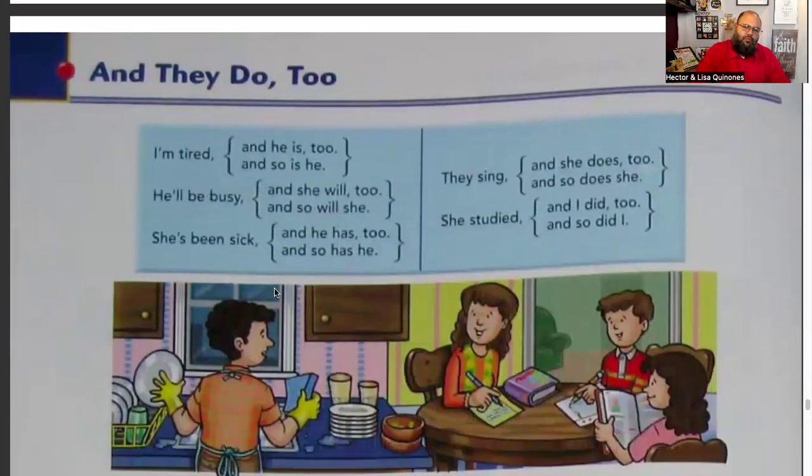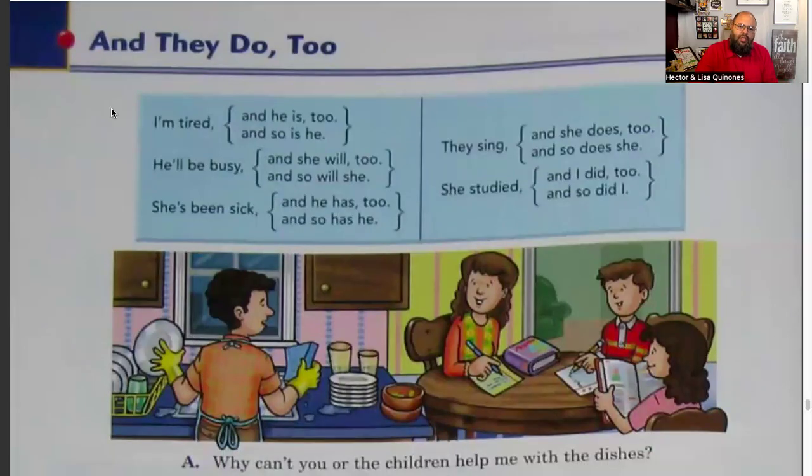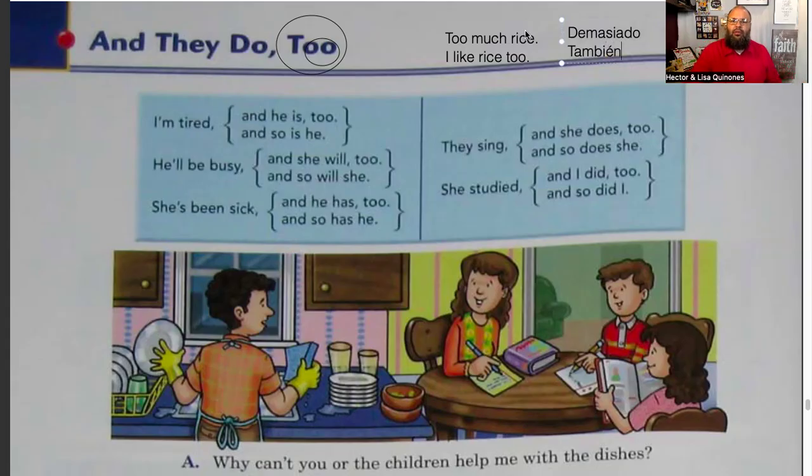And they do too. So remember, this too here with the double O is for demasiado. When you use it like this, you say, for example, the expression too much rice, demasiado arroz. But hold on. I like rice too. If you say the too at the end, not in the beginning, it means también. So this would be demasiado. This one would be también.